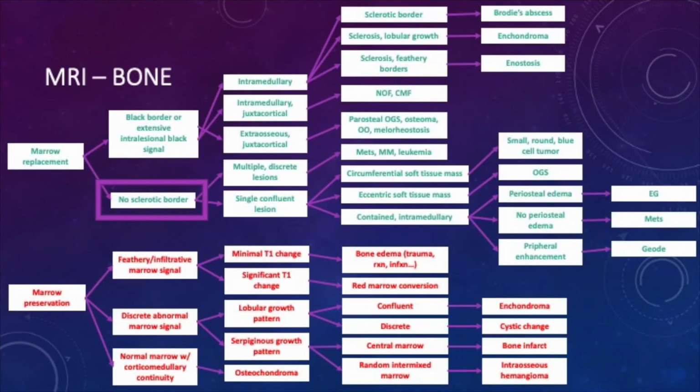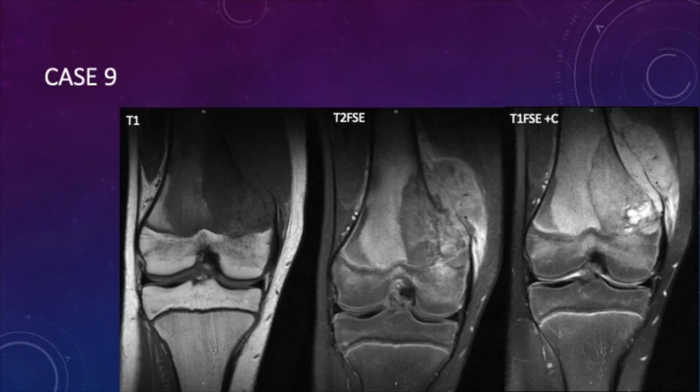So the next thing we need to know is, is this comprised of multiple discrete lesions? So are there several marrow replacing lesions with interspersed normal marrow, or is this a single confluent lesion? When we look back at this, we don't see multiple peppered lesions around the bone marrow here, so what we have is one large discrete lesion.